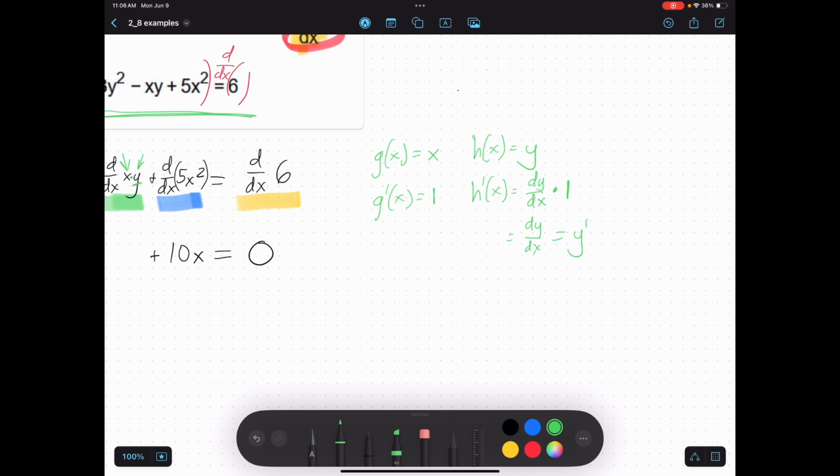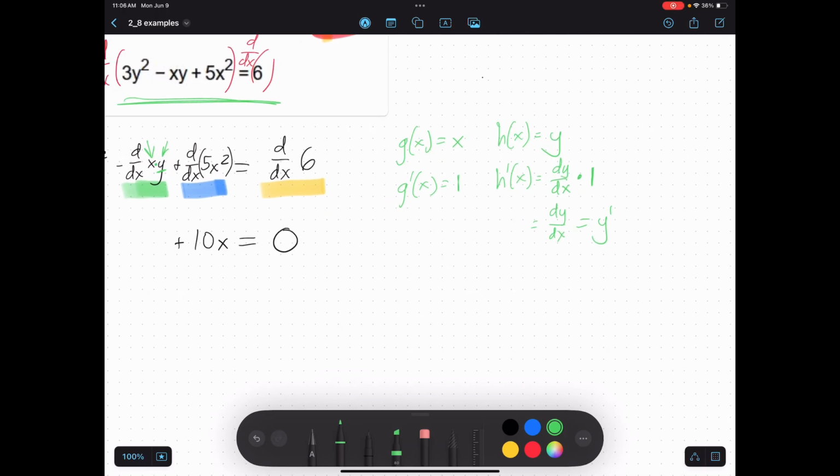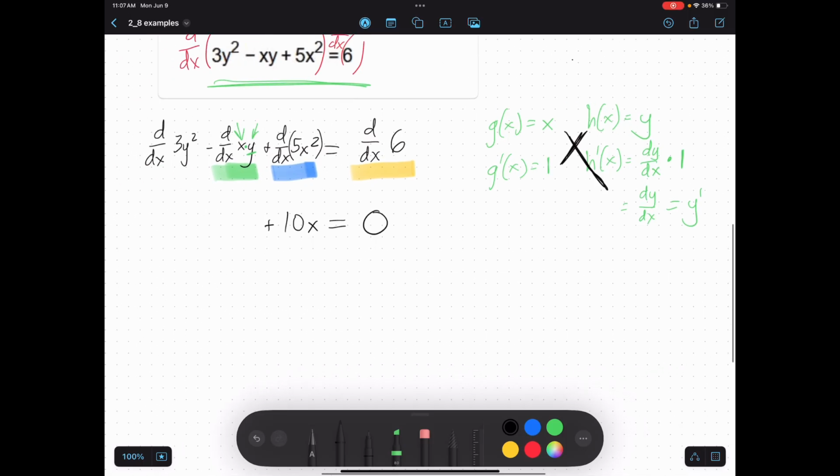And that makes sense, right? What's the derivative of y? It's just y prime. And so if you wanted to skip to that point, that's totally fine. So there's my two derivatives. And now I can cross multiply and add them together.